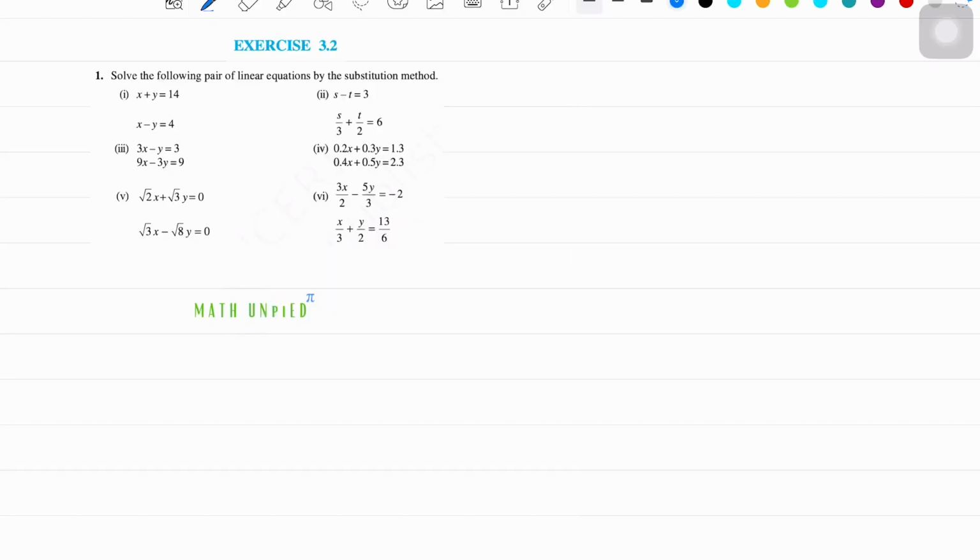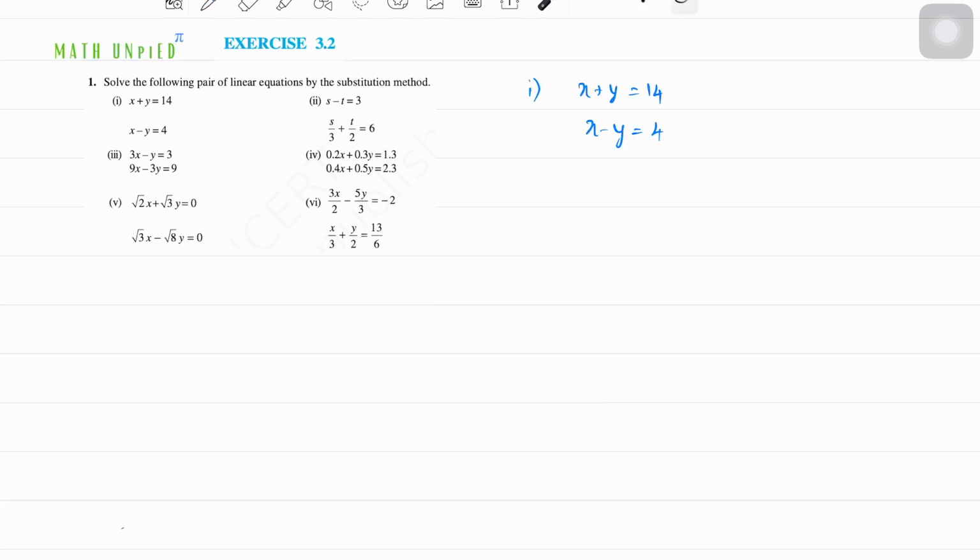Hello students, this is chapter 3, pair of linear equations in two variables, exercise 3.2, and the first sum is: solve the following pair of linear equations by substitution method. Now let's do the first subdivision. This is x plus y equals 14 and x minus y equals 4. So let this one be the first equation and this is equation 2.